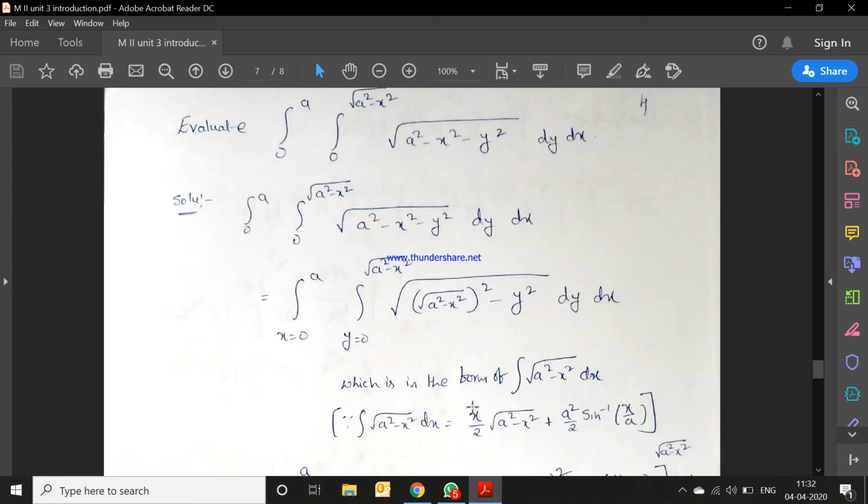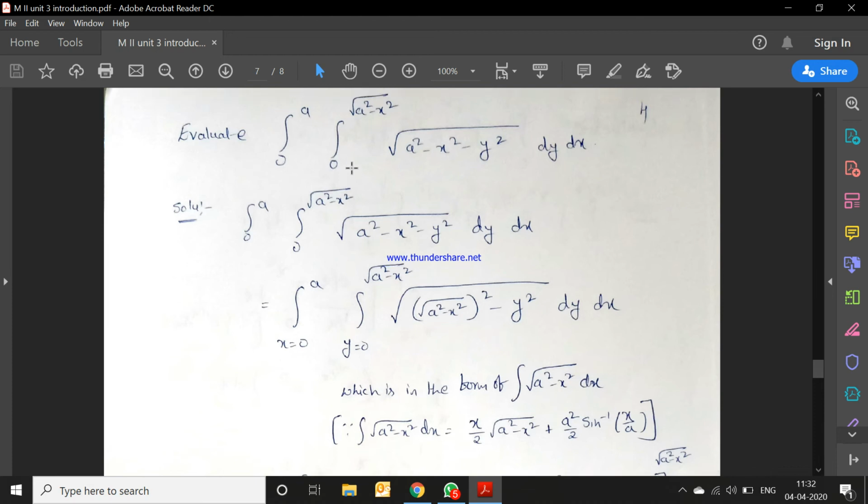Next example is evaluate integral 0 to a, integral 0 to under root of a square minus x square, under root of a square minus x square minus y square dy dx. So first limits are constant limits, next limits are functions in x. So that's why these limits are considered as y limits and the remaining limits are x limits.